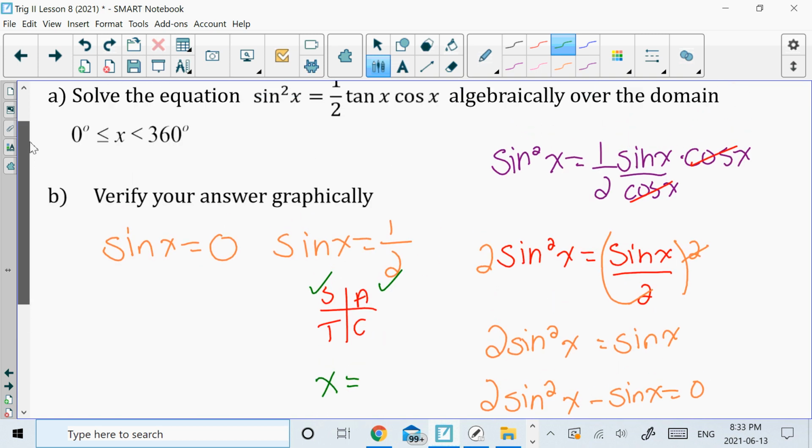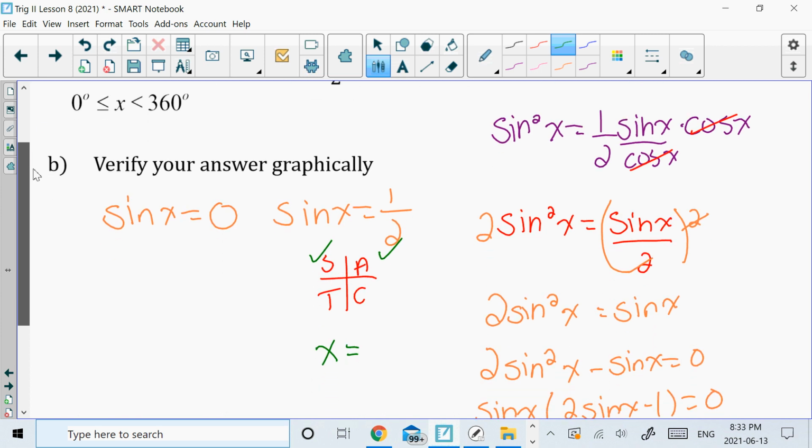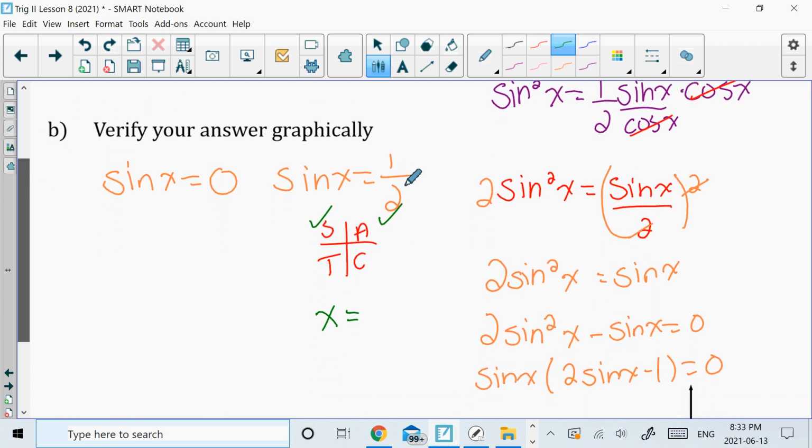I'm actually going to look to see if they want degrees or radians. So they want degrees for this. Remember that we're looking for where is our y value going to be 1/2. And that's going to be at pi over 6, which is 30 degrees. So 30 degrees would be a solution. And in this quadrant here, if the reference angle is 30 degrees, the rotational angle is 150 degrees. So I've got 2 solutions there.